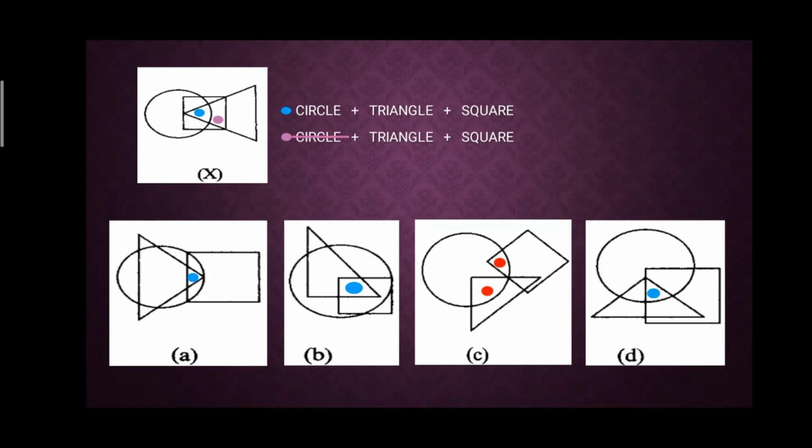In the next option I'll be able to find all these figures. I've mentioned a dot here. All circle, triangle and square intersect at this point. Therefore I'll be able to find the blue dot easily. Now I'll go to the pink one. Pink is what? Triangle, square minus the circle, that is outside the circle.